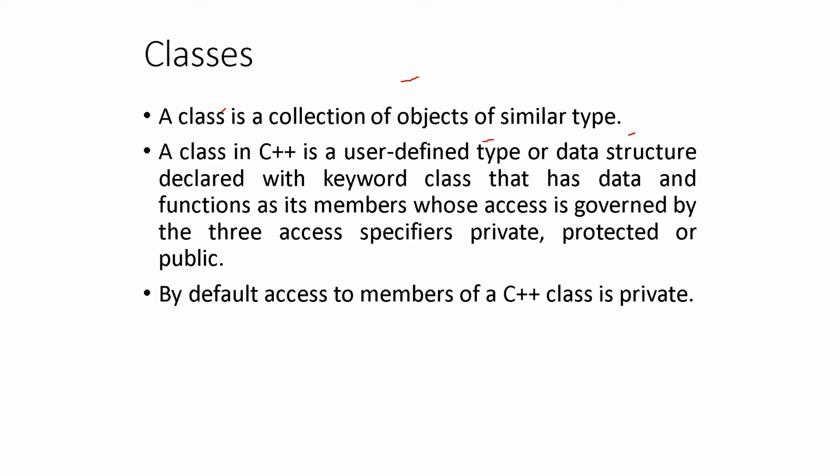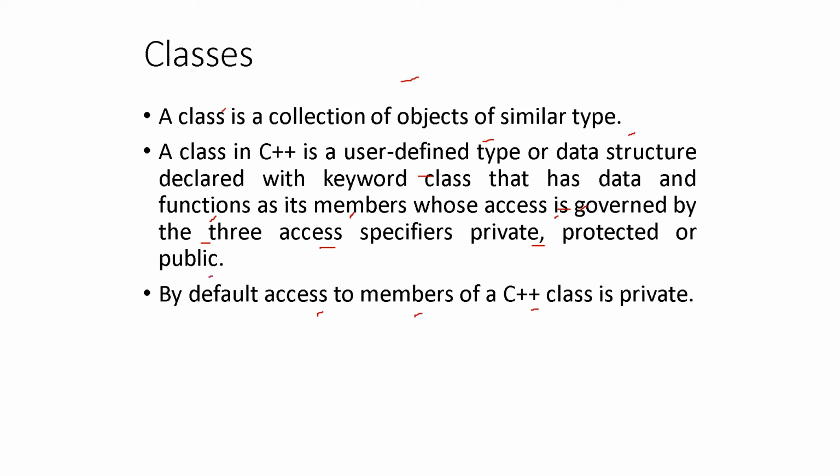A class in C++ is a user-defined data type or data structure declared by the keyword class that has data and functions as its members, whose access is governed by three access specifiers: private, protected, and public. That is, a class is a user-defined data type. My class is being built based on the user's interest. So that is why it is a user-defined data type. And the keyword used is class. Within that class, data can be there and functions can be there. They are the members of that particular class.